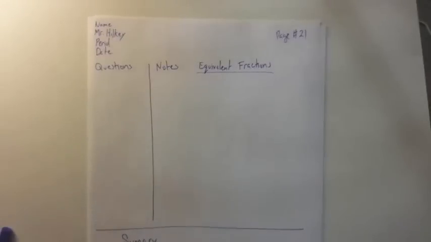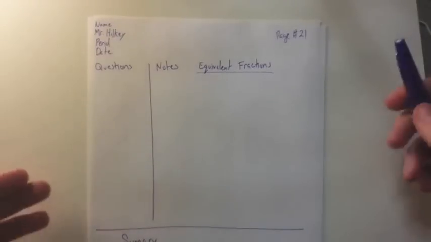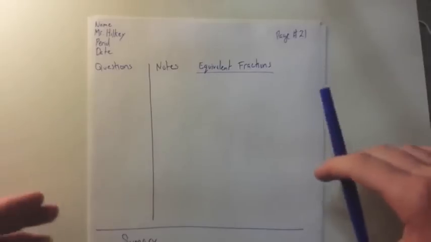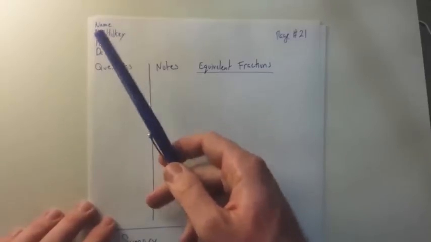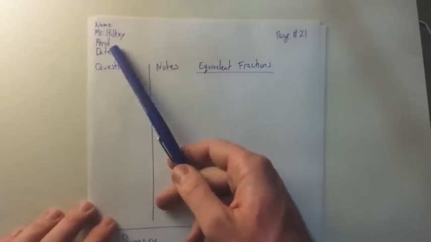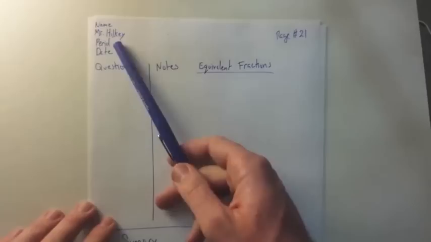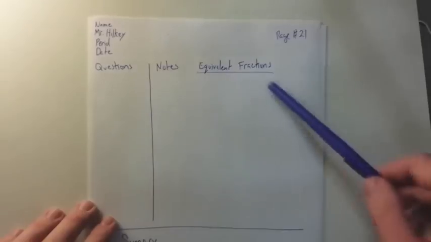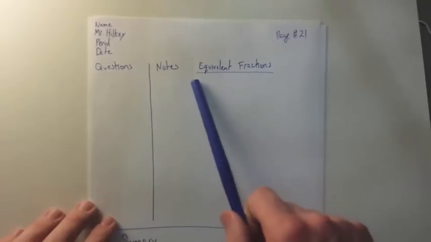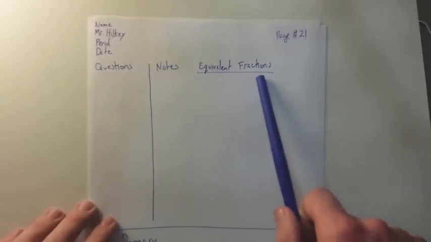Alright, so you're going to want to start by making sure that you're taking notes Cornell style. That means name at the top, Mr. Hilkey comes next, period, date, questions, and then notes are going to go on this part. It's going to be titled equivalent fractions, okay? And then at the bottom you have a summary.